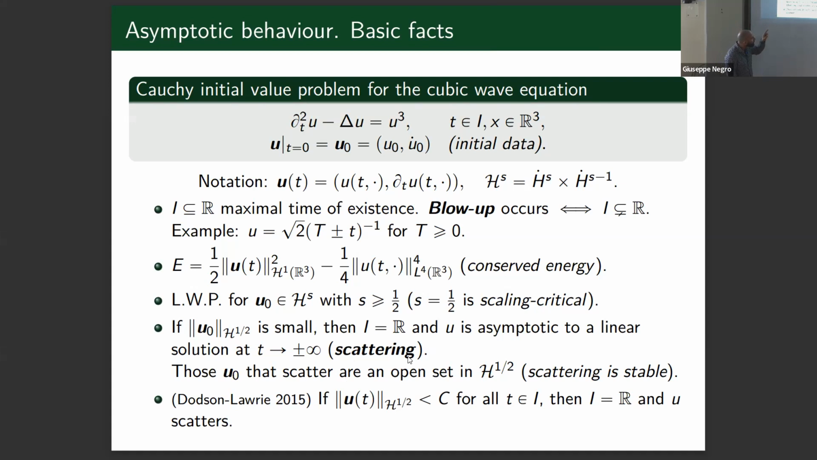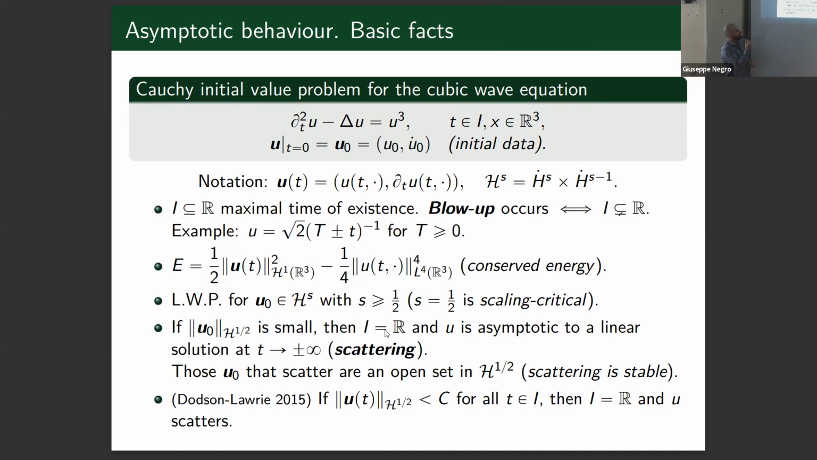And now let me introduce another behavior, scattering. Scattering means asymptotically linear. So if you take a solution that in the long run, in an appropriate topology, converges to a linear solution, so a solution without the cubic term, that's a scattering solution. So in particular, the scattering solution is global. A scattering solution exists for all times, and in the limit, it's linear.